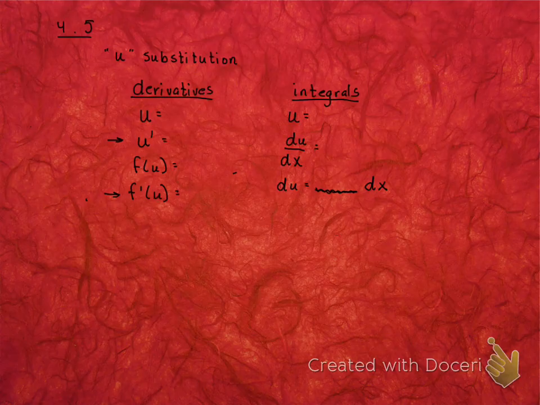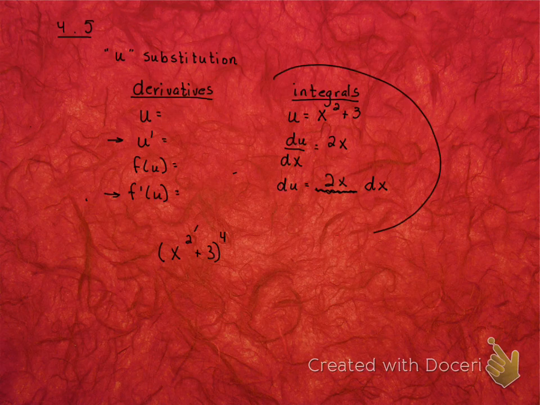So for example, if we had this x squared plus 3 all to the fourth, okay? The u would be x squared plus 3. du with respect to x would be 2x. And then du would equal 2x dx. Okay, that's the goal here, okay? So this now over here is the pattern of u that we are going to be using. Okay, so very basic example.